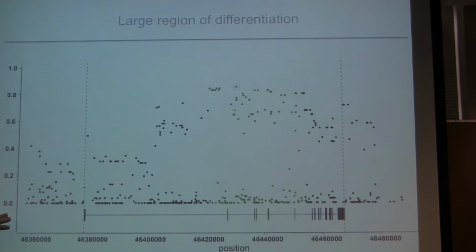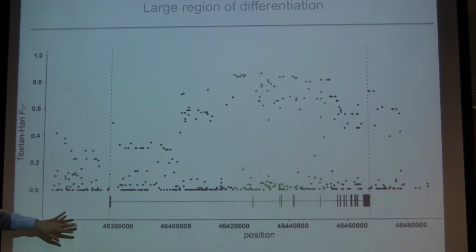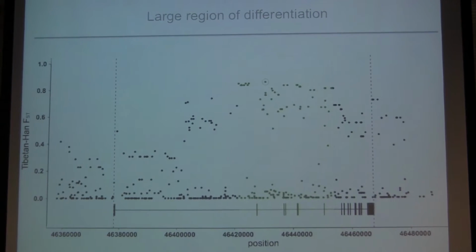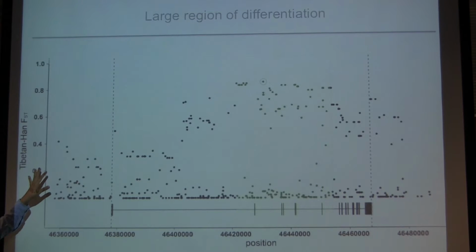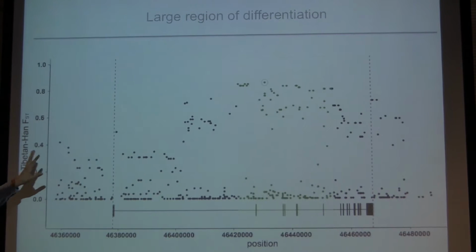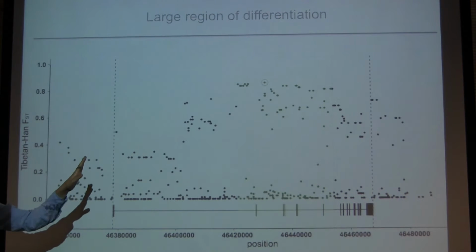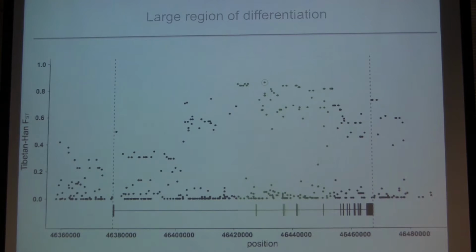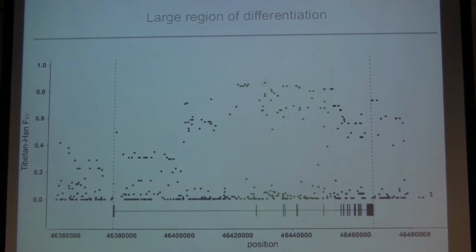So on the x-axis, I have the position of the gene, and on the y-axis, it's the measure of population differentiation between Tibet and Han. And what you can see here is that there's a bunch of SNPs that have very large frequency differences in these two populations. And just to give you an idea, genome-wide FST between these two populations is roughly 0.02, and some of these SNPs have like 0.8 as a measure of population differentiation, which is really, really large.